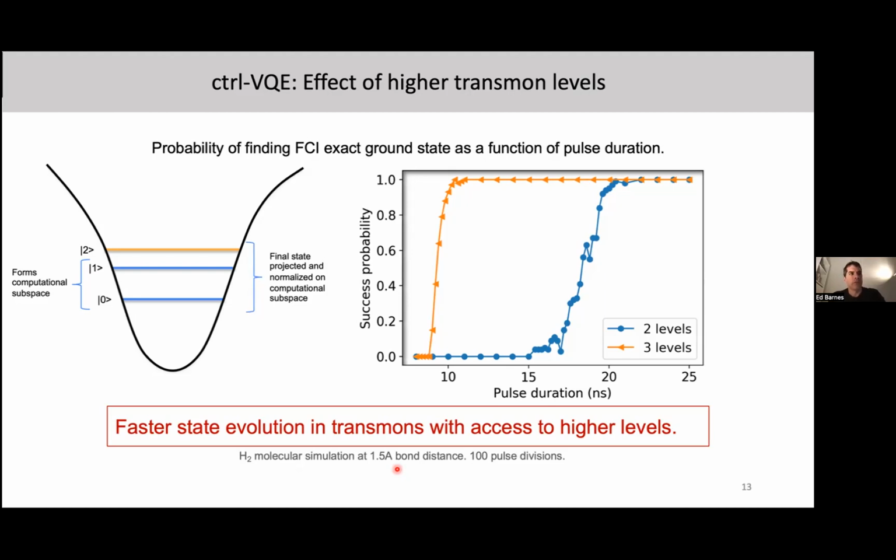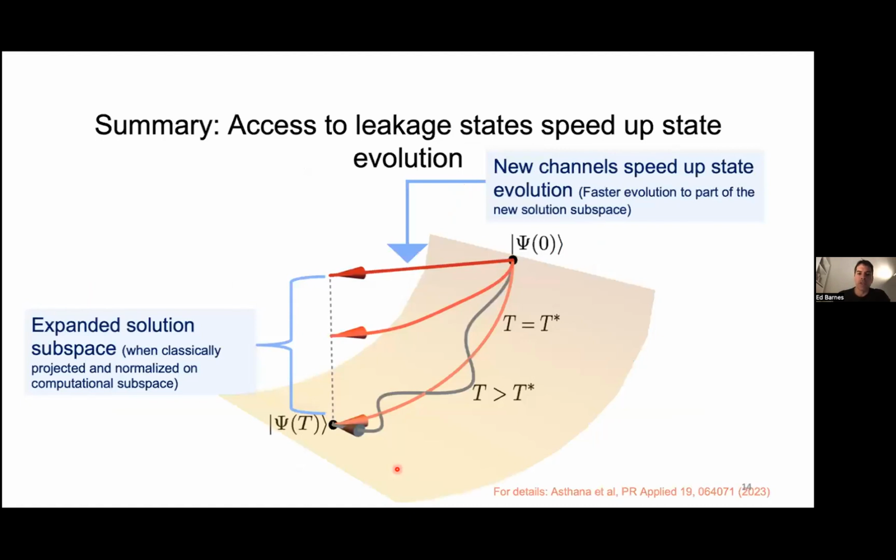But that could be a matter of the parameter regime and which problem you're talking about. There could exist some problems and some parameter regimes for the transmons where you would see a benefit at 4 levels, but we haven't seen that yet. The fact that we've effectively increased the size of the solution space is one reason for the speed up. Another reason is that the additional Hilbert space also gives you a slightly shorter route from the initial state to the target state. It's really the combination of these 2 effects that leads to the overall speed up that we see.